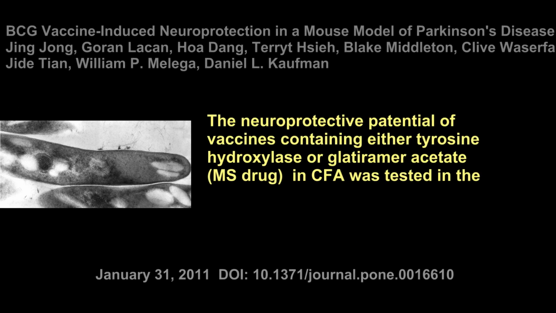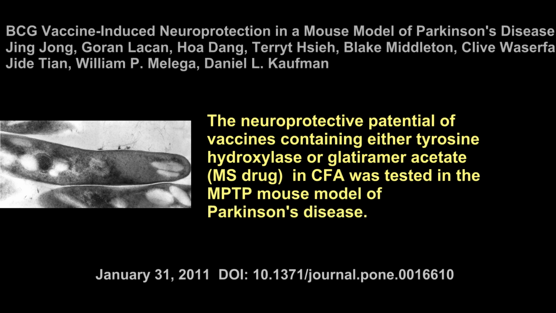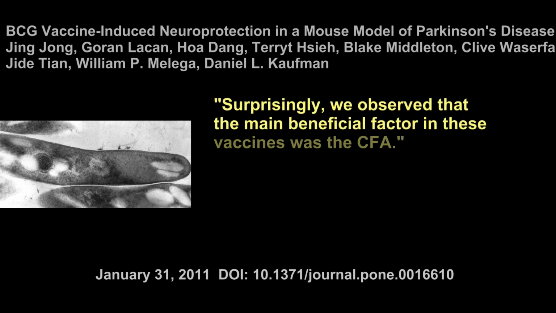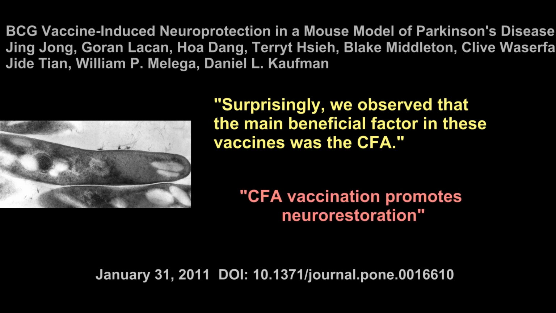The neuroprotective potential of vaccines containing either tyrosine hydroxylase or glatiramer acetate in complete Freund's adjuvant was tested in the MPTP mouse model of Parkinson's disease. Surprisingly, we observed that the main beneficial factor in these vaccines was the complete Freund's adjuvant. Complete Freund's adjuvant vaccination promotes neurorestoration.